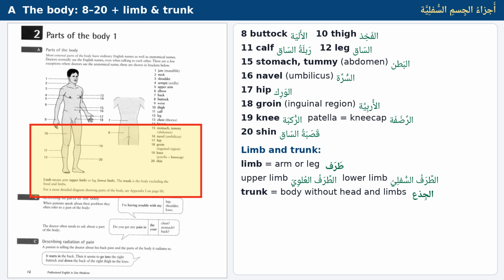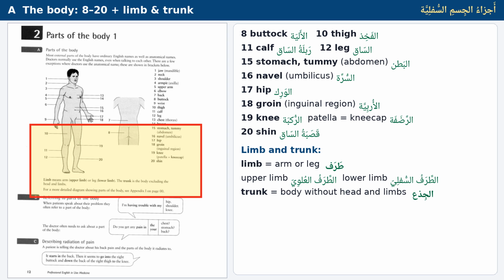Now the lower part of the body, highlighted on the page. Number 8, buttock, الألية. Number 10, thigh, الفخذ. Number 11, calf, ربلة الساق. Number 12, leg, الساق. Number 15, stomach or tummy, البطن. The anatomical name is abdomen. Tummy is an informal word. We use it with children.